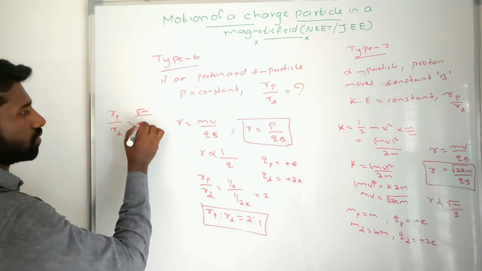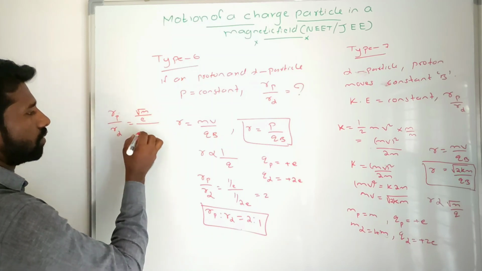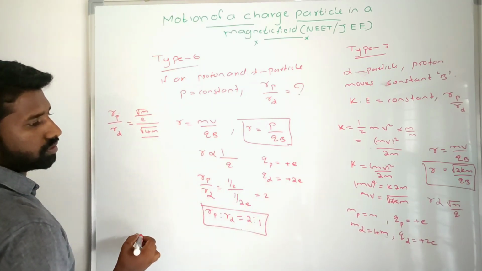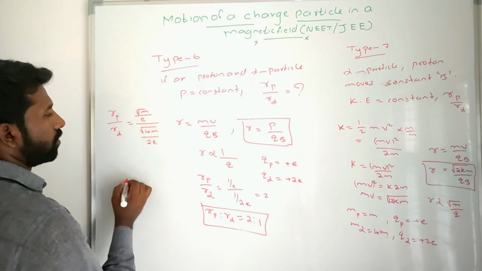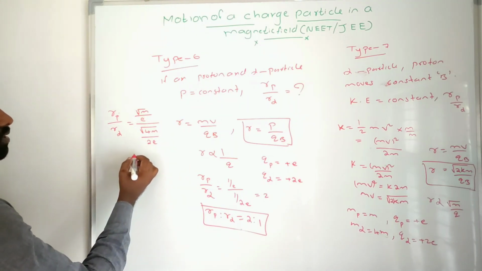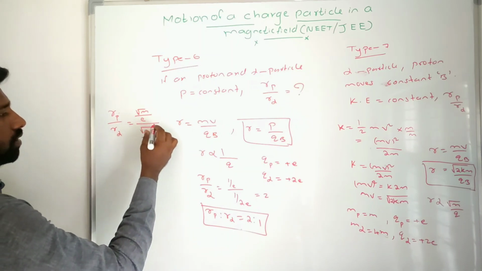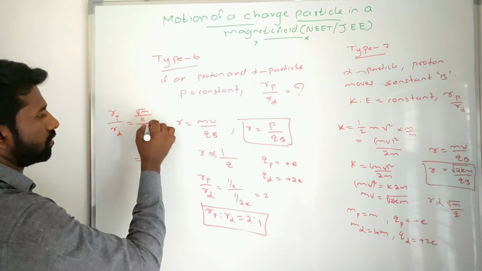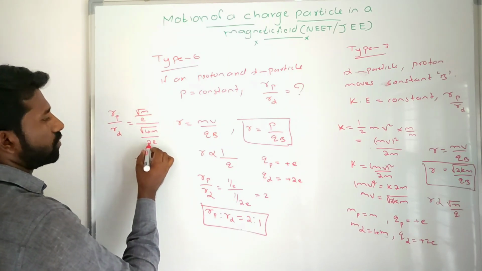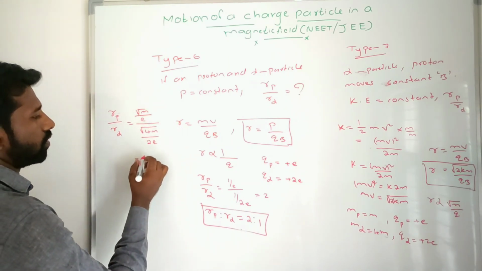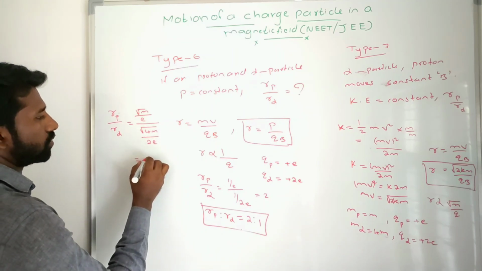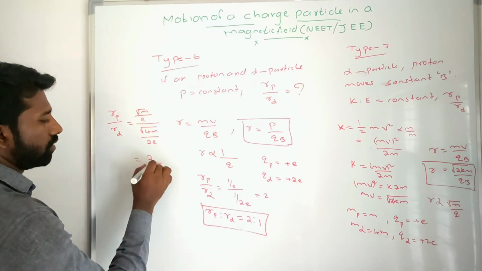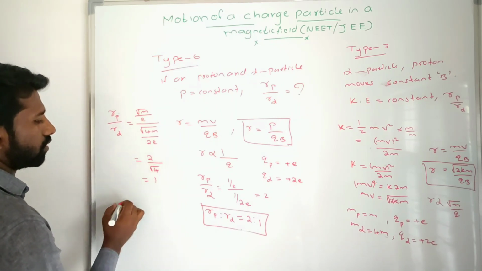what is the charge of the proton? That is e, divided by square root of mass of the alpha particle divided by charge of the alpha particle, that is 2e. Here you can see that this e and e are cancelled and the root is cancelled. Then this 2 goes to the top, and there is a square root of 4.